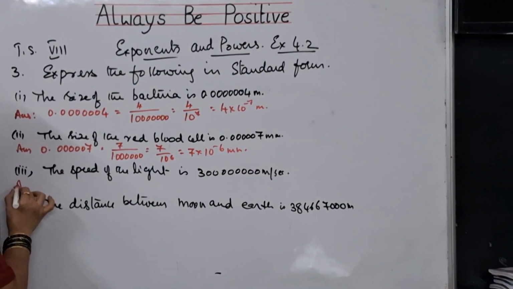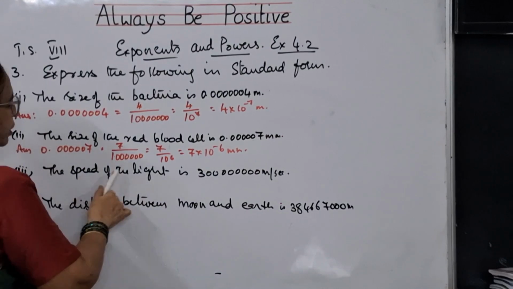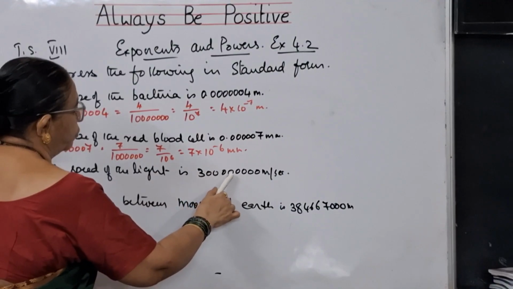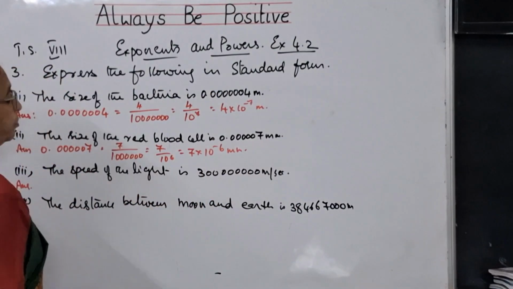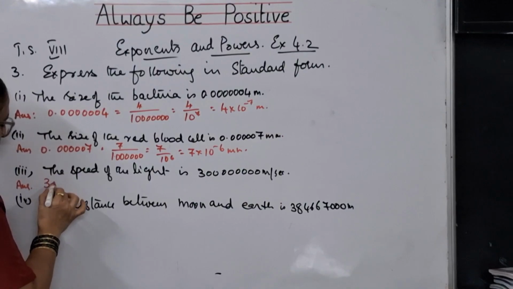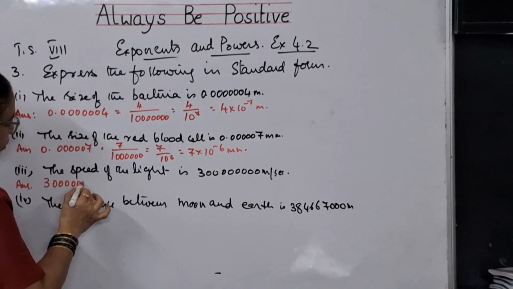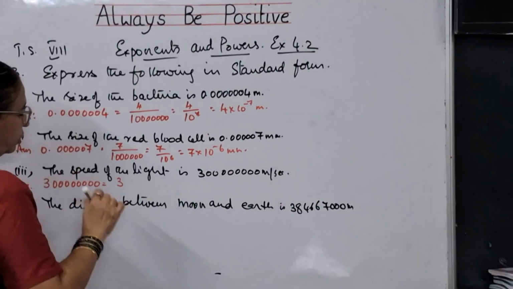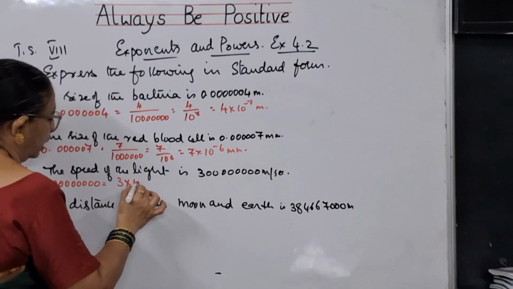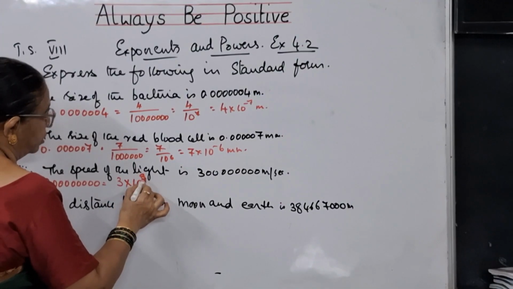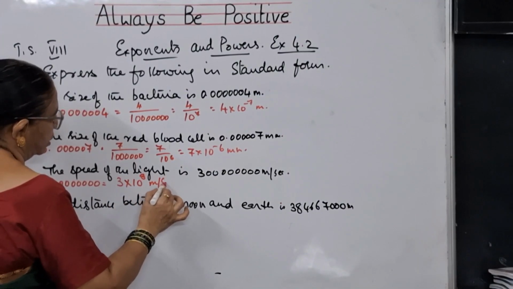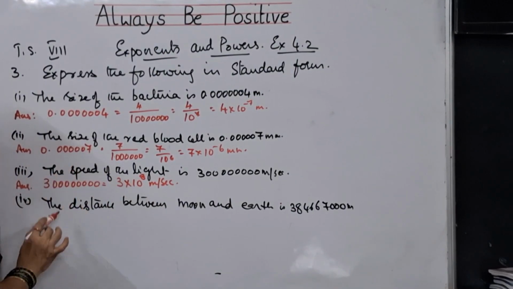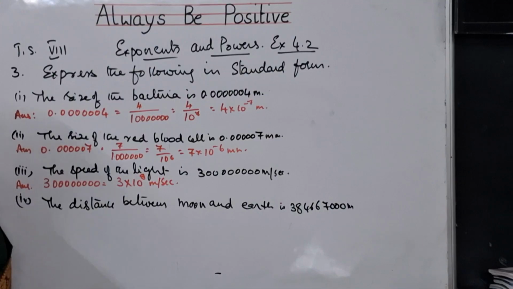Now, third bit. What is the third bit? Speed of the light is 3. After 3, how many zeros are there? 1, 2, 3, 4, 5, 6, 7, 8, this many meters per second. That means here there is no decimal. So 3 into 10 to the power of 8 meters per second is the answer for it, because here we are dividing because of the decimal, here we are multiplying because there is no decimal.